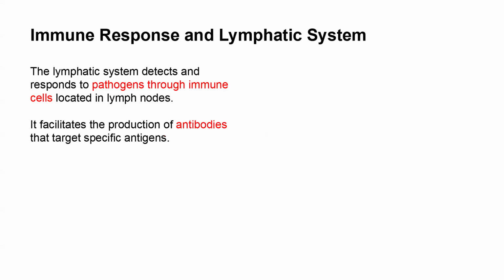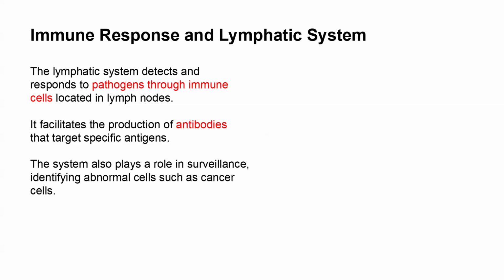So then, of course, it facilitates the production of antibodies. The lymphatic system facilitates the production of antibodies that target specific antigens. So in addition, this lymphatic system is very important in producing antibodies in our body, which will be used to specifically target antigens from microorganisms.